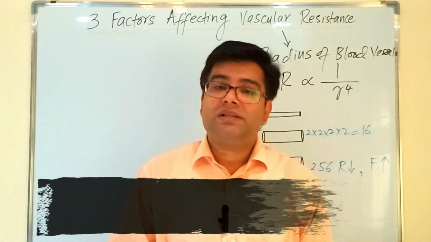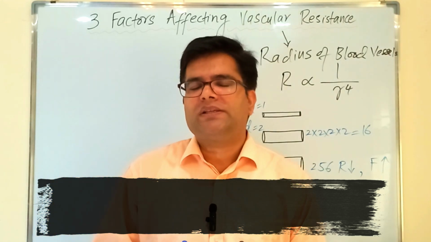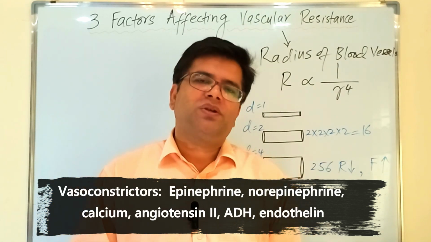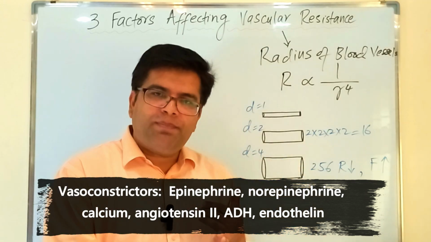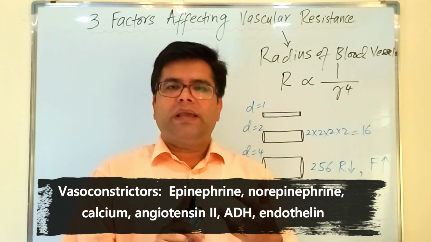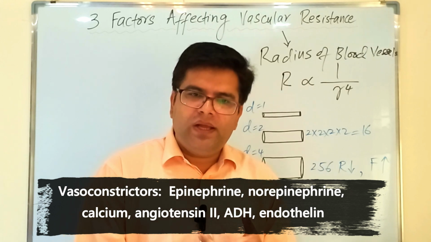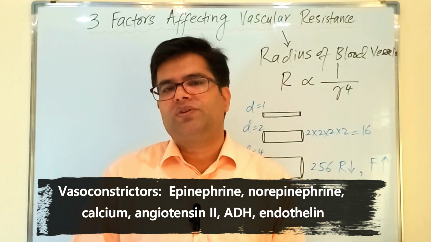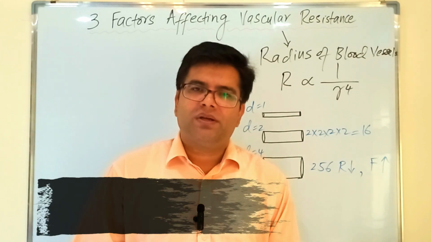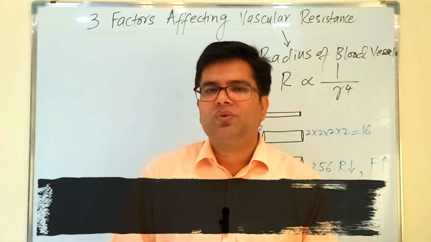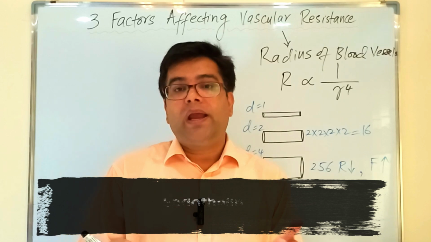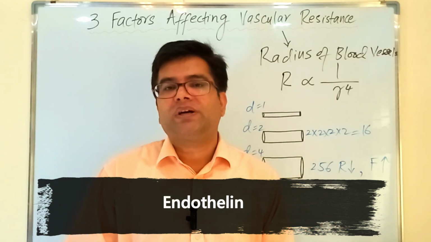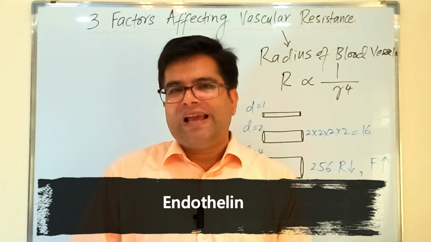There are some chemicals in our body which can constrict our blood vessels, and these chemicals are called vasoconstrictors. Some important vasoconstrictors in our body are epinephrine, norepinephrine, calcium ions, endothelins, and also ADH hormone or antidiuretic hormone, which is also called vasopressin. Contrary to nitric oxide, which is produced from the healthy endothelium and acts as a vasodilator, endothelin acts as a potent vasoconstrictor, and this is released from the damaged endothelium.